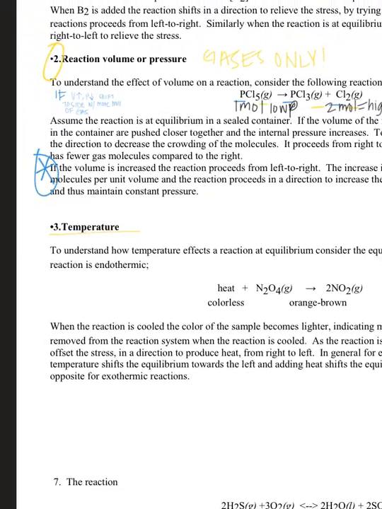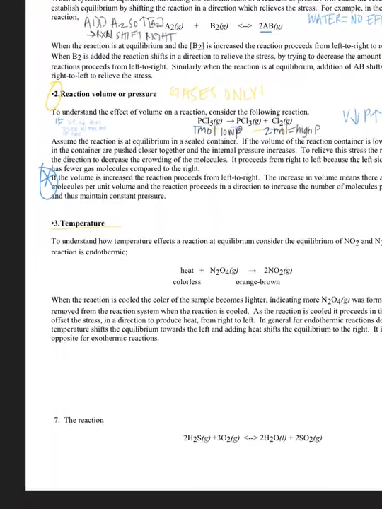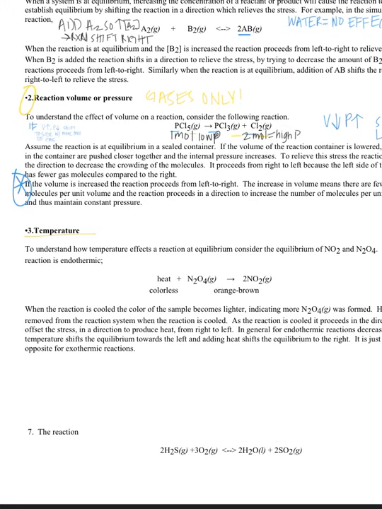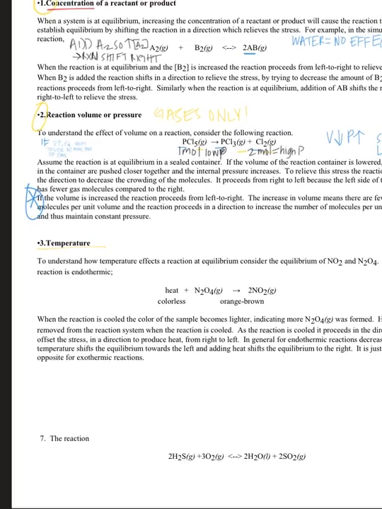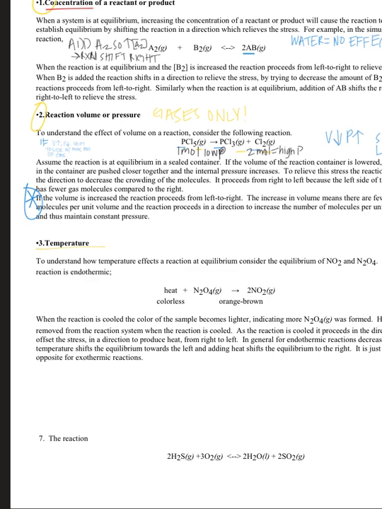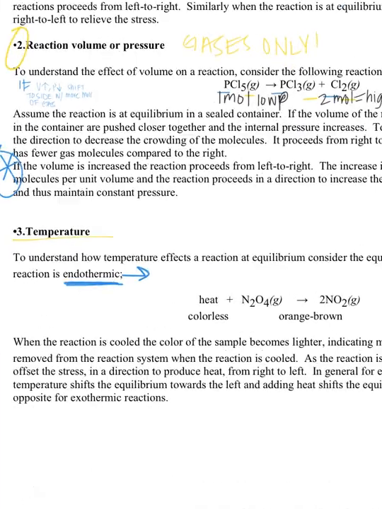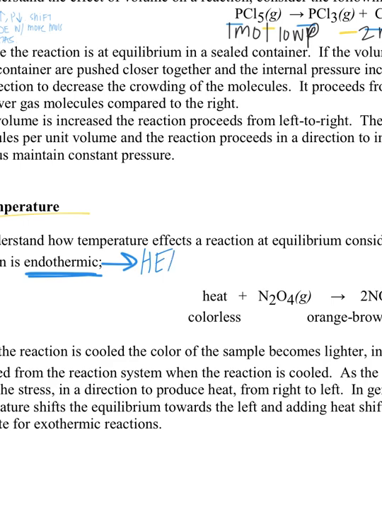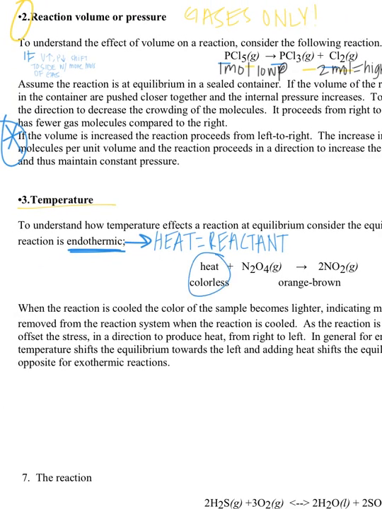Okay, to understand how temperature affects a reaction at equilibrium, we have to consider this equation. It did say here that this reaction is endothermic. Endothermic means that heat is a reactant. In an exothermic reaction, I'm giving off heat, so heat's a product. So it's the opposite for an endothermic. Okay, so that's why I've got this heat here.